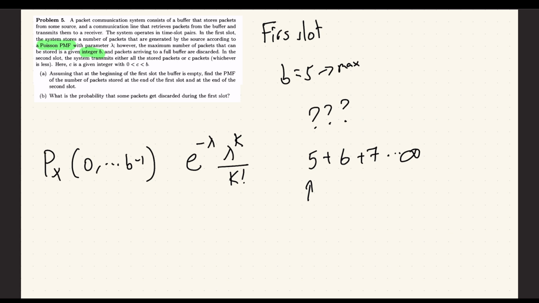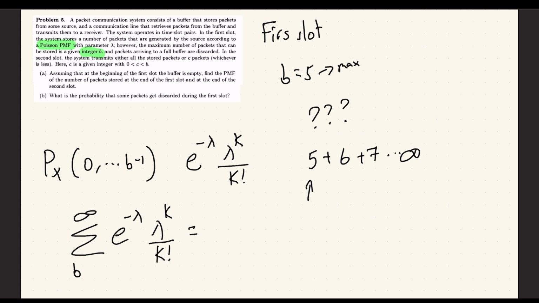So we actually have to make a summation here, right? We can set the summation to be from b all the way to infinity, because look, here we said that 5 is our max and we had to start the summation at 5. It will then become the sum of e to the power of minus lambda, lambda to the k, divided by k factorial.